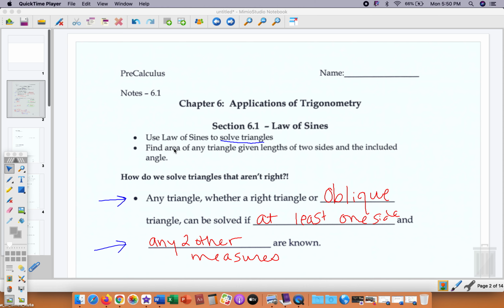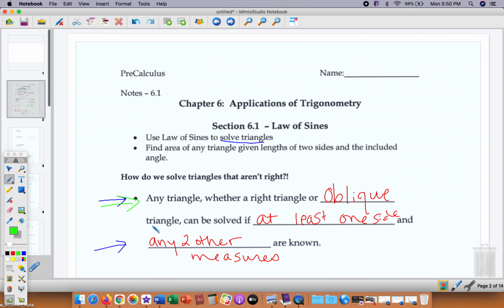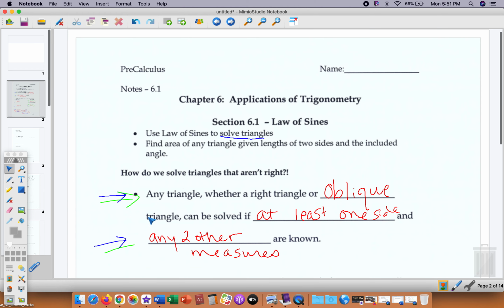Sines. We're going to use law of sines and law of cosines to solve non-right triangles to find sides and angle measures. We are going to be looking at oblique triangles. We are going to be able to solve them if we have at least one side and any two other measures, whether we're talking about sides or angles.